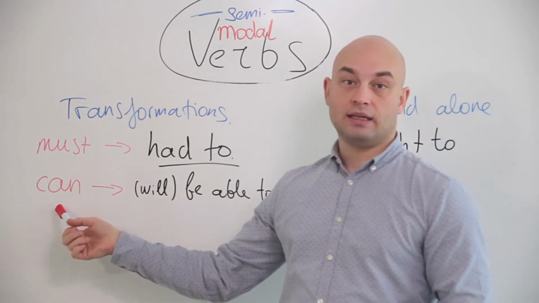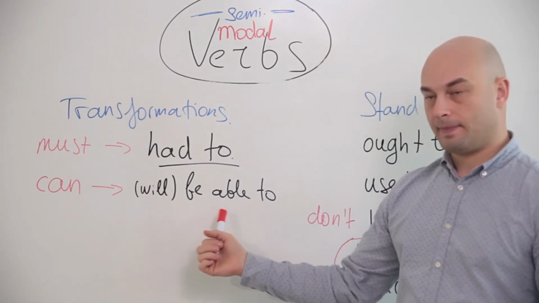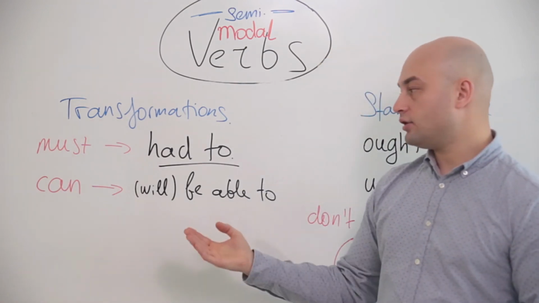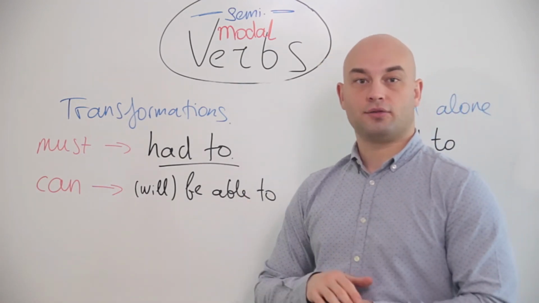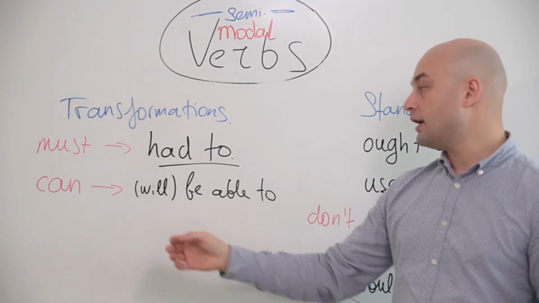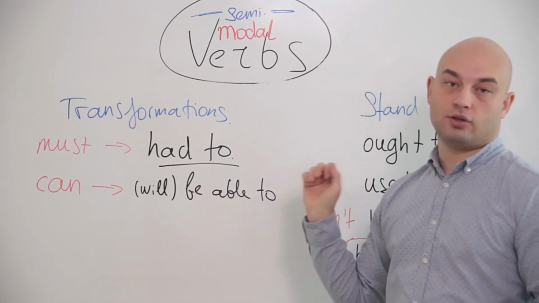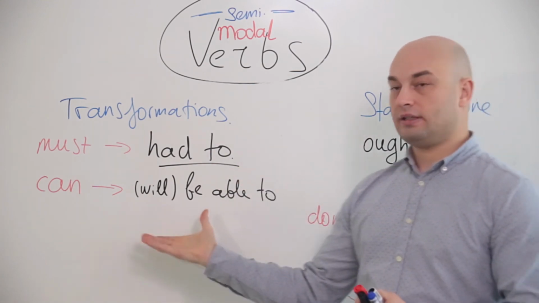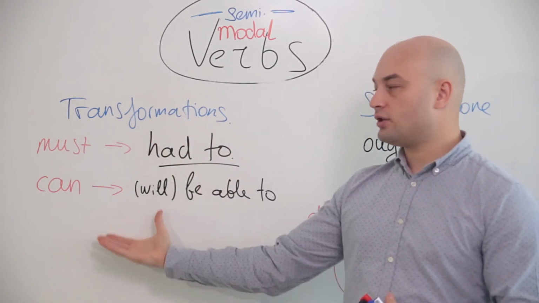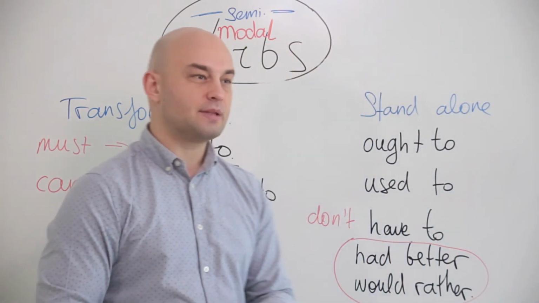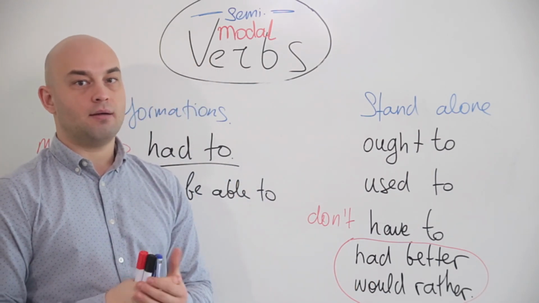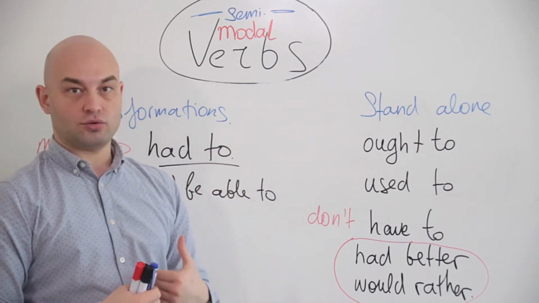The same happens with ability, for example, in the future. You can't say I will can, you will have to change it. How do you change it? Will and can are both modal, you can't use them together, so you will have to find a way around it with will be able to. Those are pretty simple and pretty fixed structures for transforming the information of modal verbs. But there are also some standalone verbs and verb combinations that are sometimes called semi-modals.